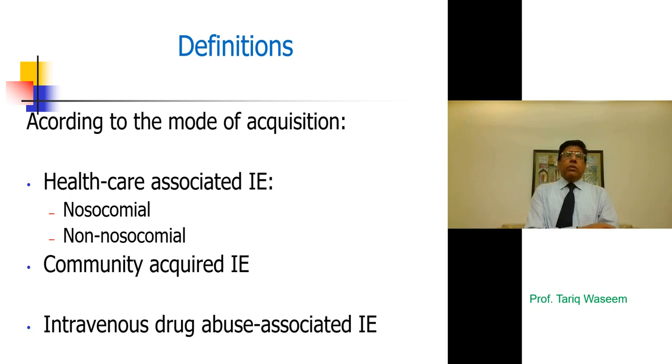Sometimes we describe it by how the infection might have been acquired by the patient or the individual. Sometimes it may be in a hospital setting, healthcare associated infective endocarditis, where the patient is hospitalized. This infection is usually called nosocomial infection, and sometimes it may be non-nosocomial. Sometimes the patient is having it from the community, and it is community acquired infective endocarditis. And as one of our patients had, it can be intravenous drug abuse infective endocarditis.